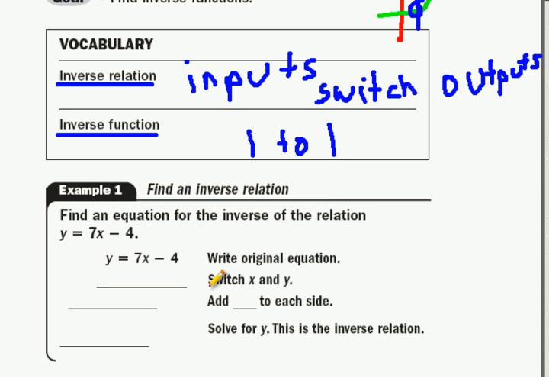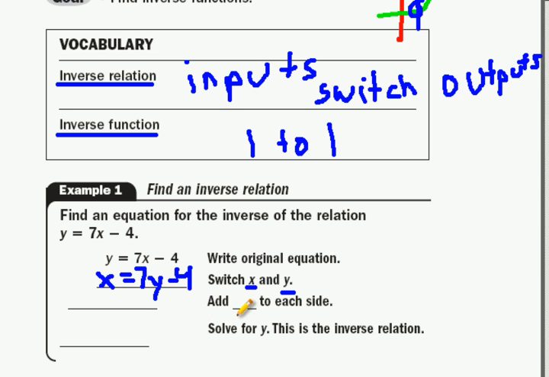It says find the equation for the inverse of the relation y equals 7x minus 4. Well, we know it's not just a relation. It's a function, y equals 7x minus 4. All you have to do is switch the x's and the y's. And so now x equals 7y minus 4.